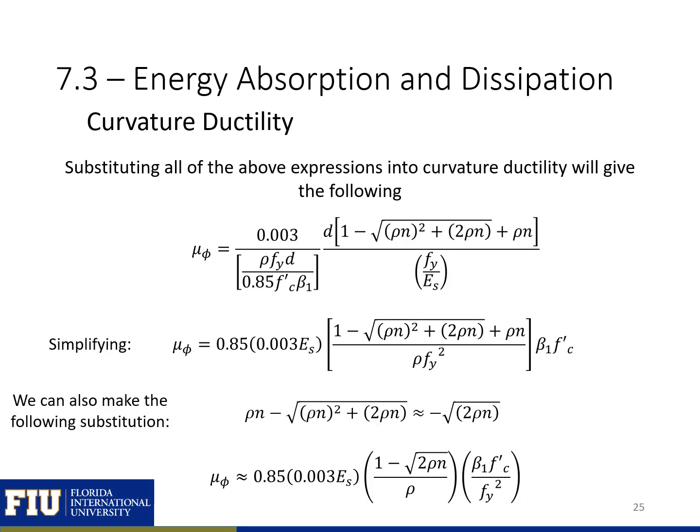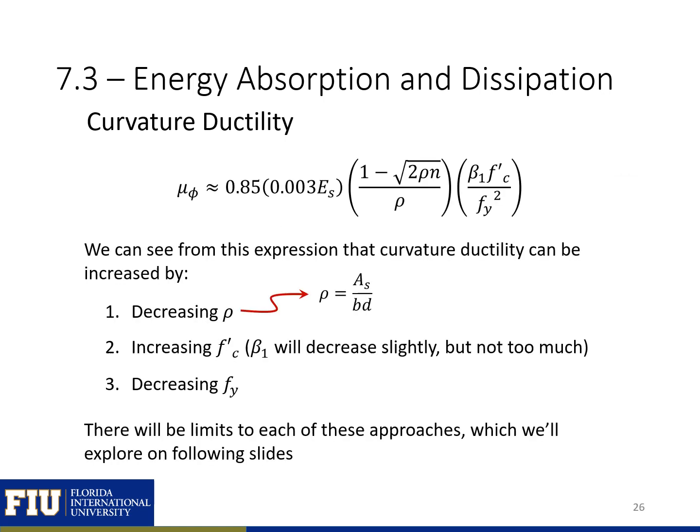Here we can substitute all those given values that we looked at on the previous slide into our expression for our curvature ductility. And we can simplify and make this substitution, which is a reasonable approximation. And then we'll find a simplified expression for our curvature ductility related to our steel stiffness, our reinforcement ratio, our modular ratio, beta 1, F prime C, our concrete compressive strength, and our yield strength in our steel.